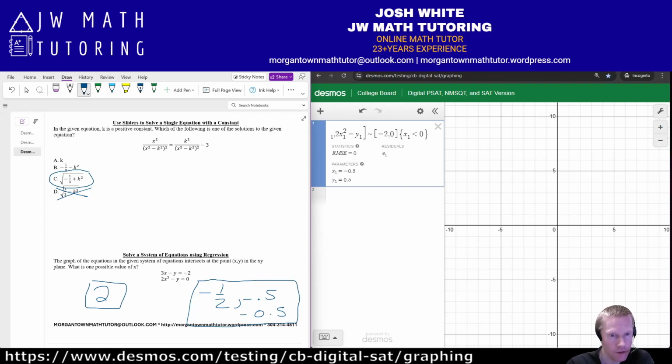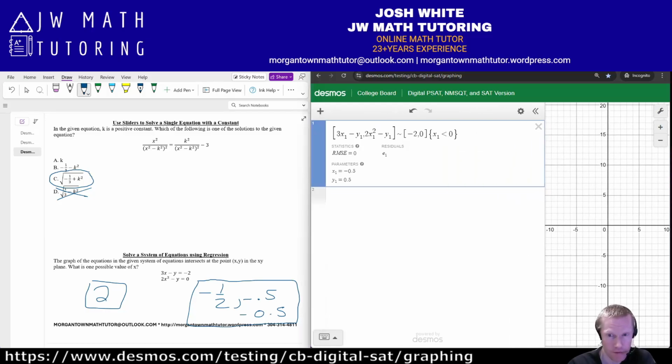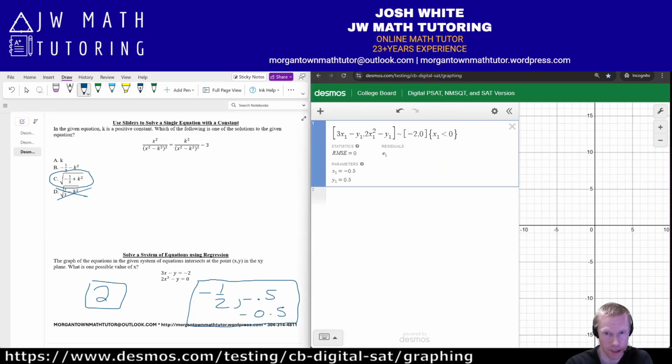So again, this is how you can solve a system of equations using regression, where you don't have to graph them. You don't have to try and find the intersection point. Again, this is very useful if the solutions happen to have very large or very small numbers in them, or as I mentioned previously, if one of the coordinate points is not an exact value. And what I mean by that is it's not an integer or it's not a nice terminating decimal. It's just a decimal that repeats and goes on forever.